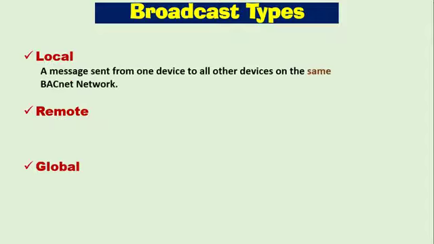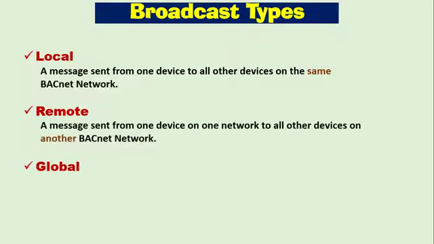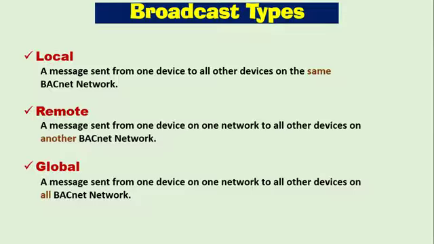Now let's see what the different types of broadcast messages are. First of all, we have a local broadcast, then a remote broadcast and a global broadcast. A local broadcast message is a message sent from one device to all other devices on the same BACnet network, while a remote broadcast is a message sent from one device on one network to all other devices on another BACnet network. A global broadcast is a message sent from one device on one network to all other devices on all BACnet networks. So guys, that's all for this video about BACnet IP.